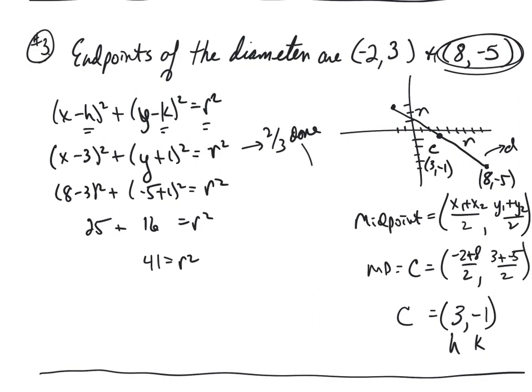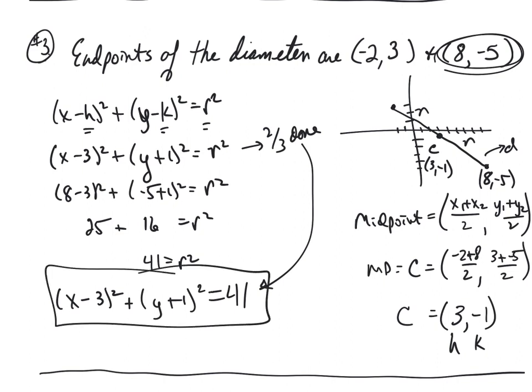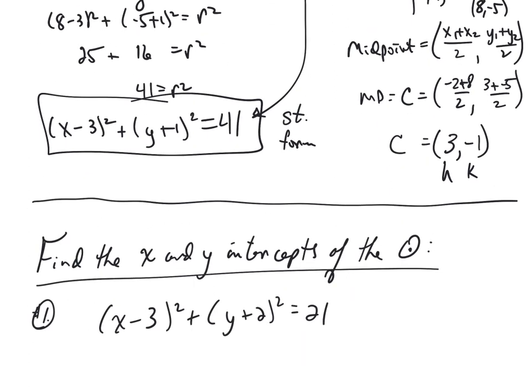And therefore now I can be completely done by replacing r squared with 41. And that would be the standard form equation of the circle. And of course, if you needed it in general form, you could just FOIL and get 0 on one side. But I'll leave that to you guys just to do for a little bit of fun. So that's one problem that we could do.